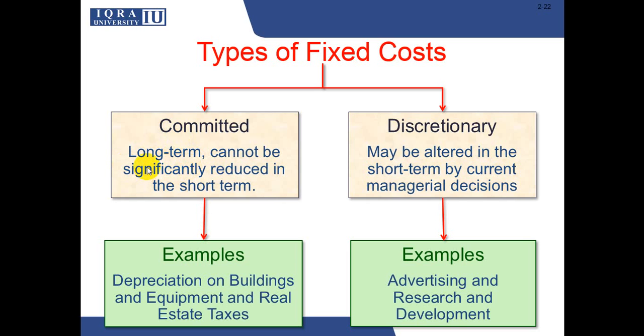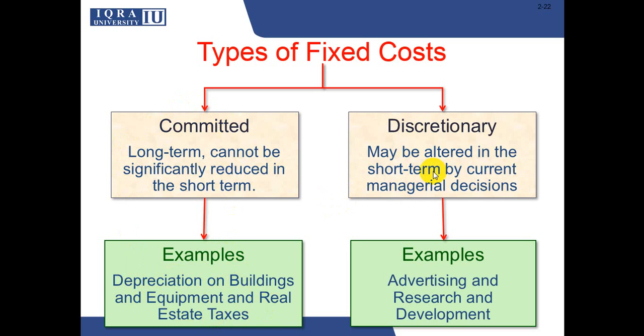That's why, as we have seen, in the long term they cannot be significantly reduced in the short term, right? Examples of committed costs include depreciation, rent, supervisors' salary, and property taxes. These are the committed fixed costs, right? Depreciation on building, equipment, and real estate taxes.